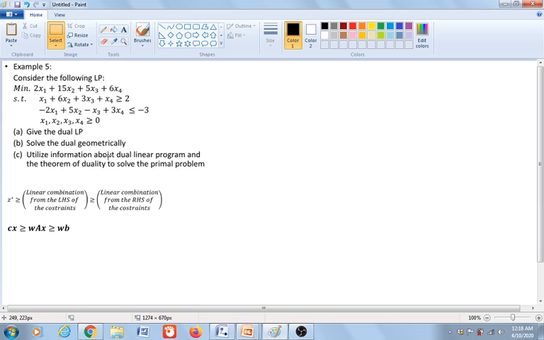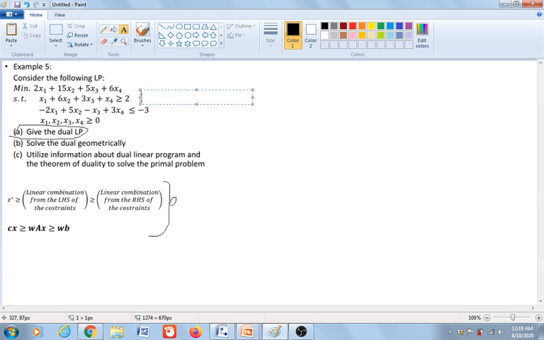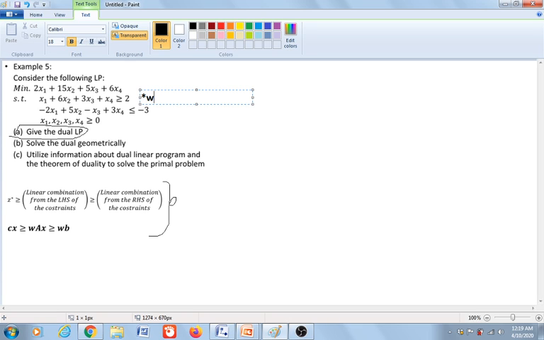Remember, it is a min problem, and this is the weak duality theorem for the min problem, where the z star must be bigger than or equal to the linear combination of the right hand side. The first thing we will do is part A. We will get the dual of the problem. We will have two dual variables, W1 and W2, and we need to decide the sign of W1.